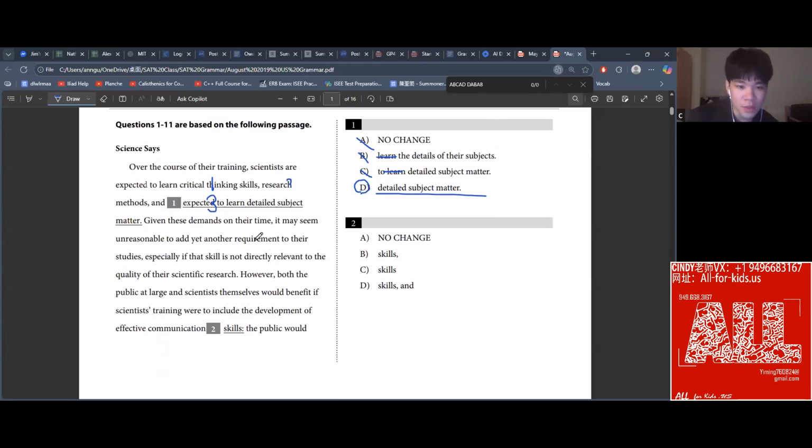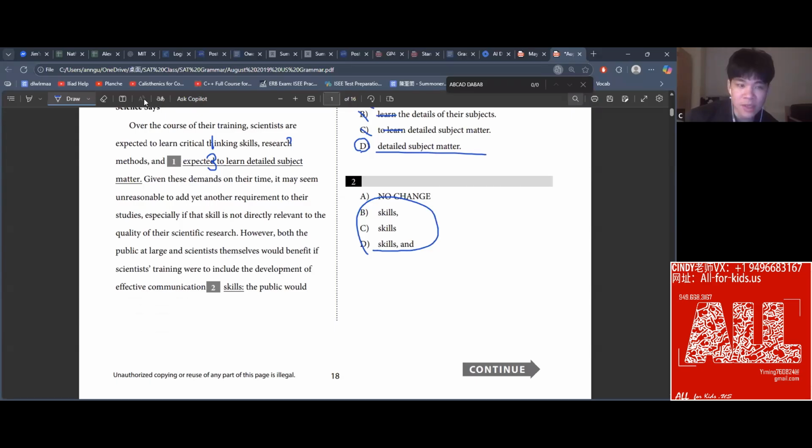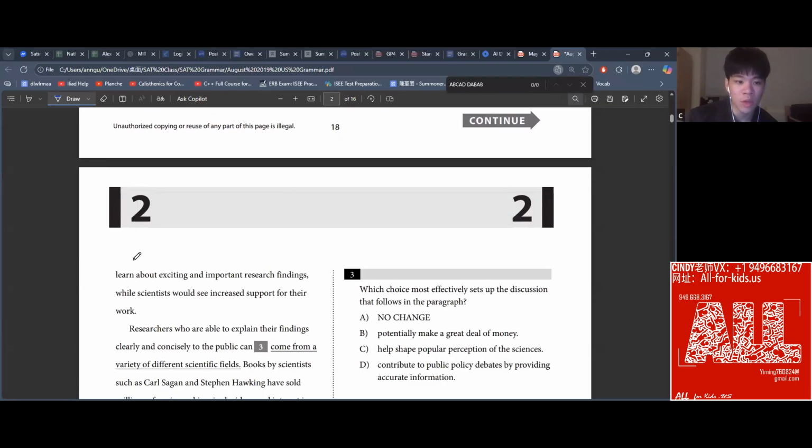Okay, number two, we look at this and we see it's a punctuation question, right? So we want to check first, this is comma and, so we want to check if the sentence before is a complete sentence and the sentence after is a complete sentence. Let's look at that very quickly. First, for the sentence before: "However, both the public at large and scientists themselves will benefit if scientists' training were to include development of effective communication skills." Both would benefit, right? That's the subject and verb. What about the back? The public would learn about exciting research findings while scientists would see.